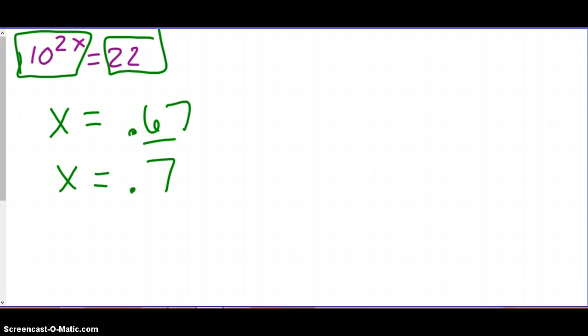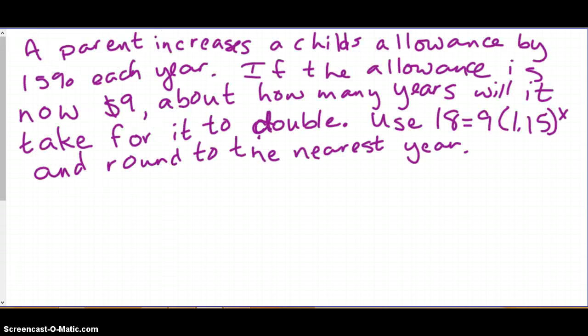The last kind of problem is a word problem. So let's say a parent increases their child's allowance by 15% each year. If the allowance is now $9, about how many years will it take for it to double? Use 18 equals 9 times 1.15 to the x and round to the nearest year. So if we're rounding to the nearest year, we don't want any decimal places at all. And then really, we can ignore pretty much everything the word problem says as long as we can identify this equation.